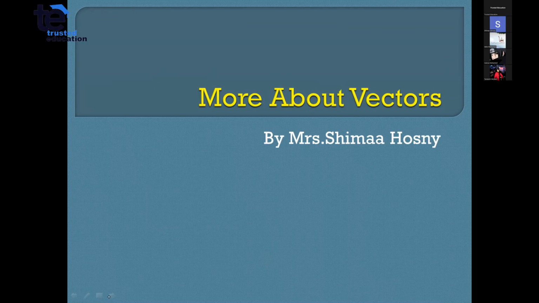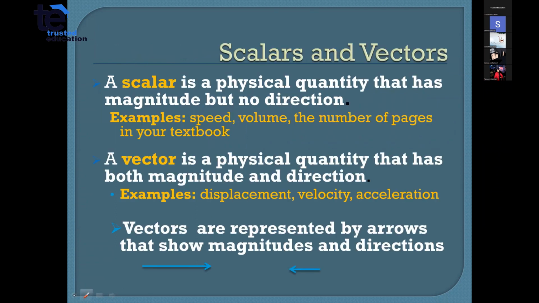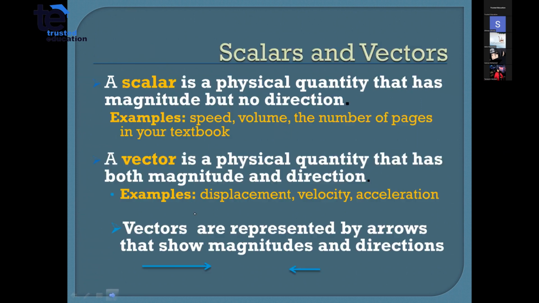Okay, now we'll start here defining vectors. What is the meaning of a vector quantity? A vector quantity is known to have a magnitude and direction. Something like displacement, velocity, acceleration, force.